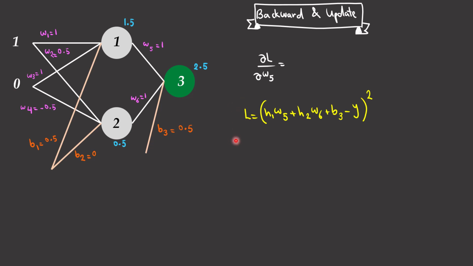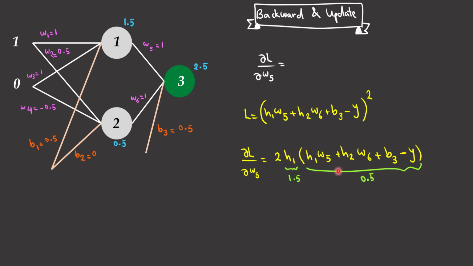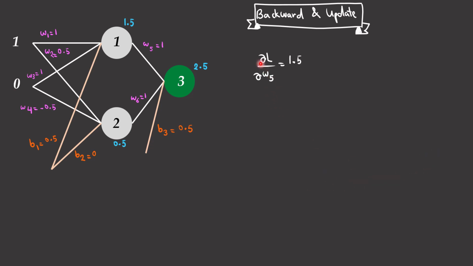And if you want to calculate the partial derivative of the loss function with respect to W5, you can see this is 2 times h1, so this is calculating the derivative, 2 times h1 times this parenthesis. And if we calculate all of this, you can see that this value is 0.5 because this is y hat, which is 2.5, minus the actual value, which is 2. So 2.5 minus 2 is 0.5, and also times h1, the output of neuron 1 is 1.5, and if you calculate all this, you will get 1.5. So the partial derivative of the loss function with respect to W5 is 1.5.